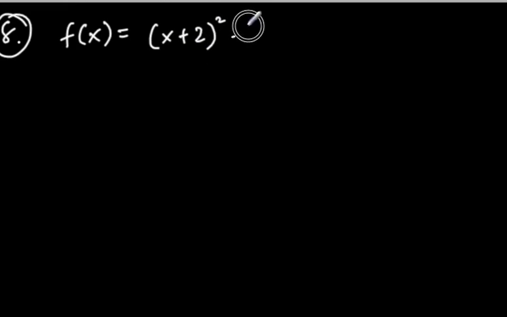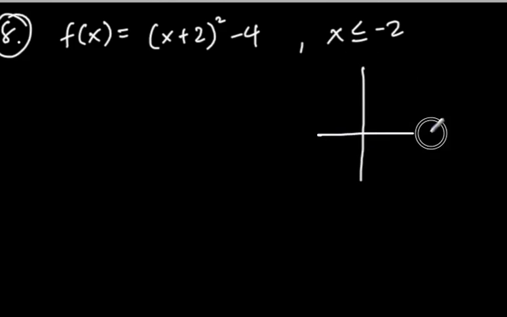So 8 is f of x is equal to (x plus 2) squared minus 4, and I'm given my domain, which is x is less than or equal to negative 2. All right, so here's my function, here's my domain. Let's graph this. As I can see, it means 2 to the left and then down 4. And there's no reflection.